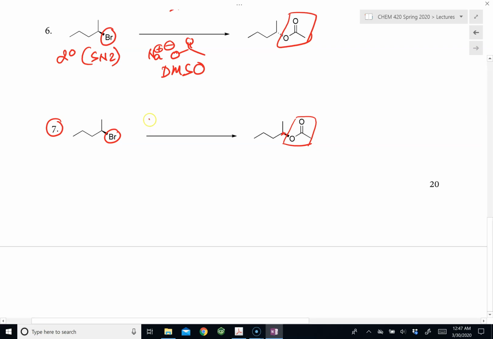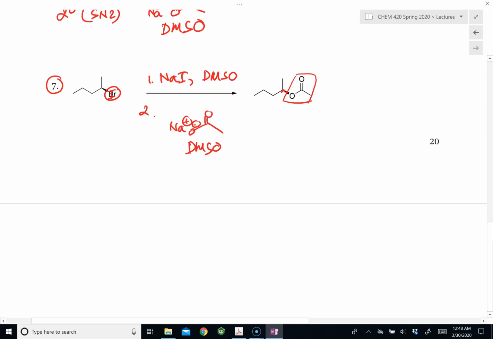For example, here, first we can do one substitution reaction by taking this and reacting it, let's say, with sodium iodide in the presence of DMSO. And that will give us the inverted configuration. And now we would have the iodine in here. And next we will perform another substitution reaction by taking this and reacting it with sodium acetate in another DMSO, and that will give us the product that we want with our right stereochemical outcome.